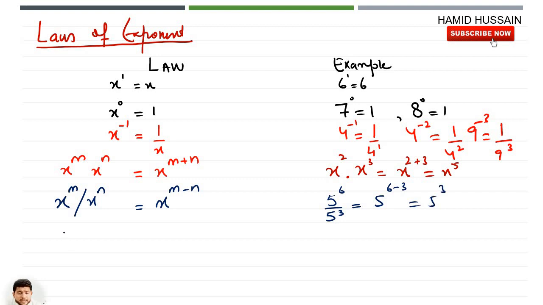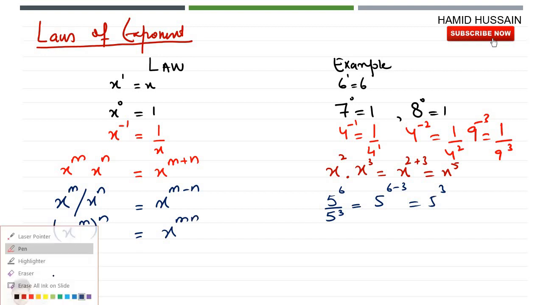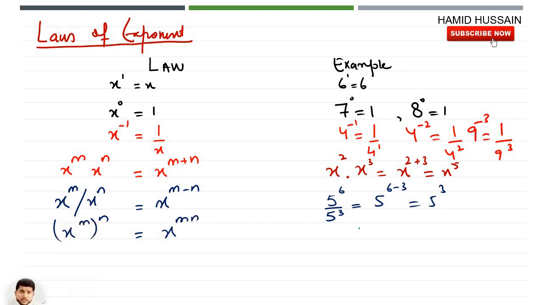And the next law is, let's suppose x to the power m, to the power n, that will be x to the power mn. Let's prove it with an example. Let's say 5 to the power 6, to the power 2, that will be 5 to the power 12. We multiplied m and n, 6 times 2 is 12. Another example, let's suppose 5 to the power 6, to the power 3, that will be 5 to the power 18.